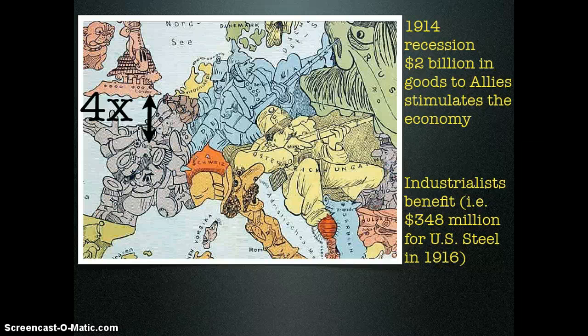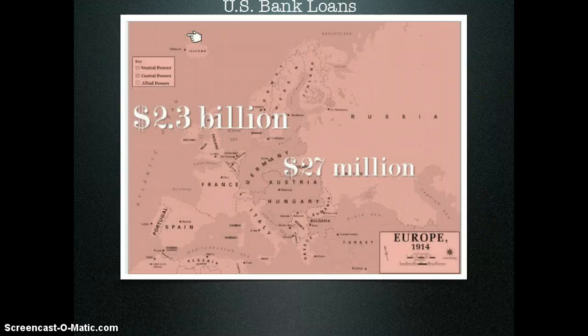So if we take a look at the number to the right, 1914, there was a recession, but $2 billion in goods to the Allies stimulated the economy. The industrial benefit, if you take a look just at U.S. Steel alone, made $348 million off of steel that would be used eventually for war goods.